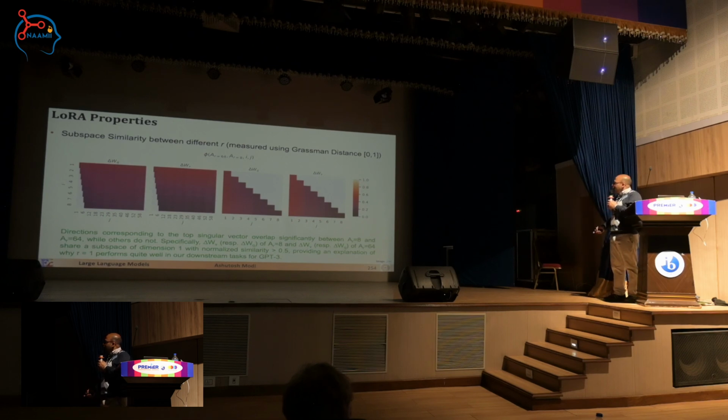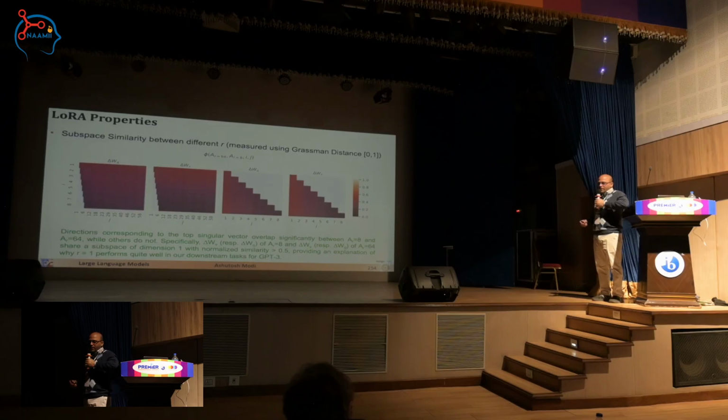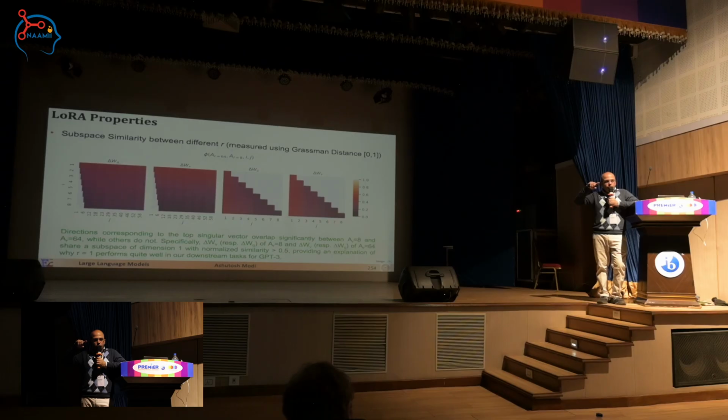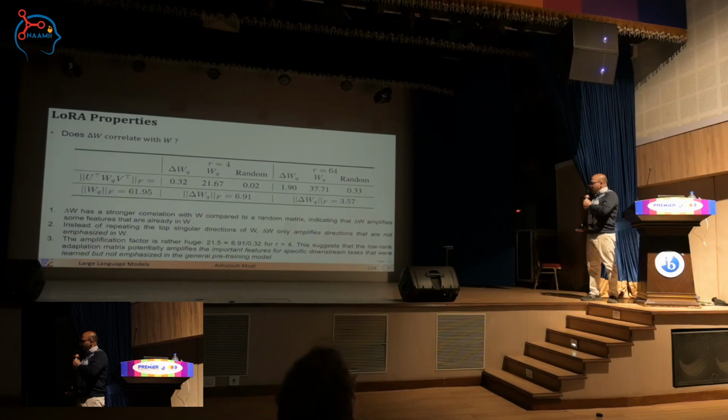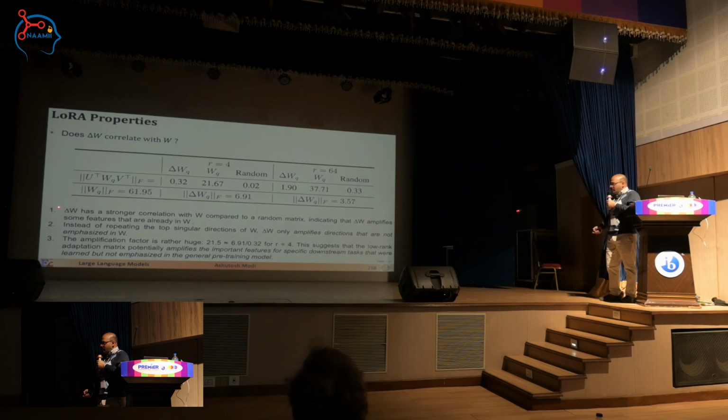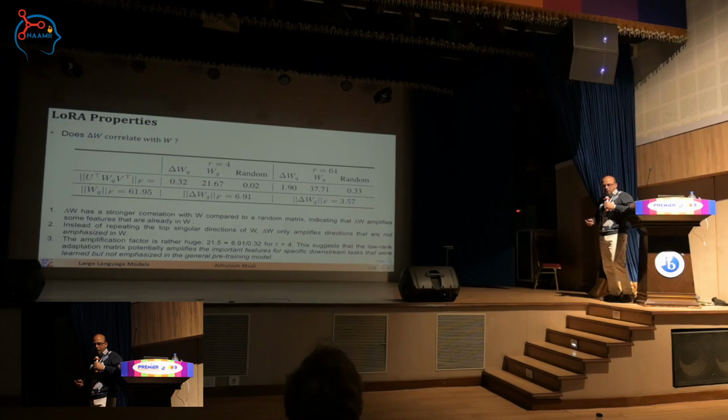And what also has been observed is about this rank R, the smaller rank that you're approximating it to. Let's say you have a rank 64 and a rank 32. What is observed is that the rank 32 matrix is actually subsumed in the rank 64 matrix. I mean, it's within the subspace of the larger matrix. And the other thing is the weight matrix that you are updating, the delta W, has a strong correlation with W. And in fact, this delta W is amplifying the directions that were not emphasized in W.